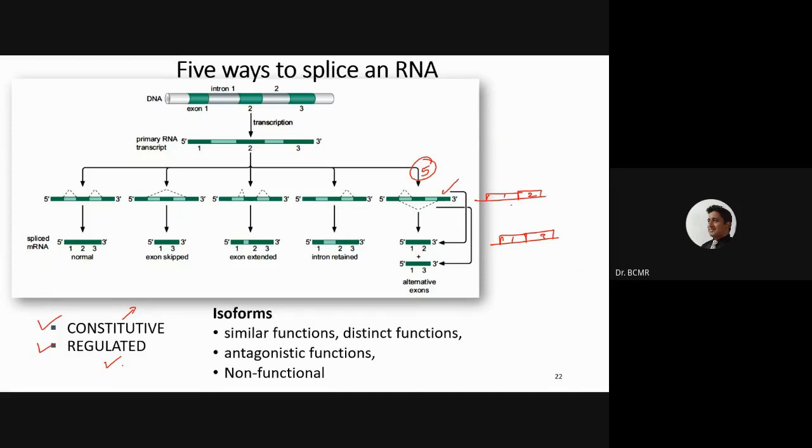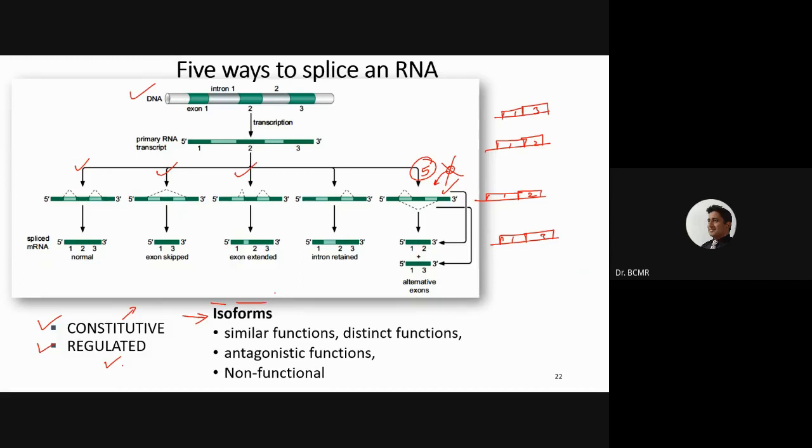When you say regulated, there are some other factors involved. If this factor is present, only the 1 and 2 transcript will be produced. If this factor is not present, then only 1 and 3 will be present. That means there is regulation of which splicing should happen or not. So one gene is giving rise to at least 2 or 3 different types of proteins. They are typically called isoforms. Iso is same, form is something like structure.